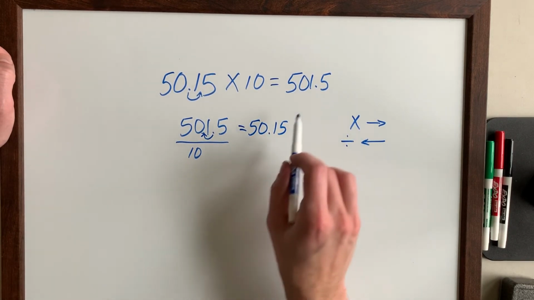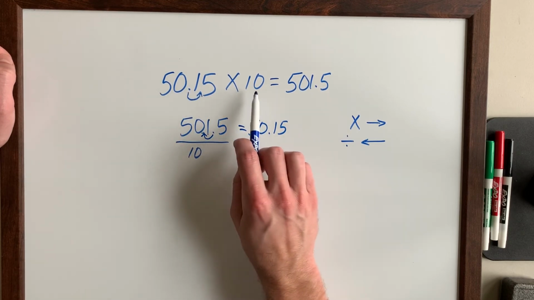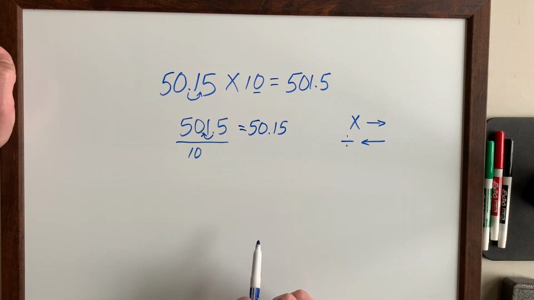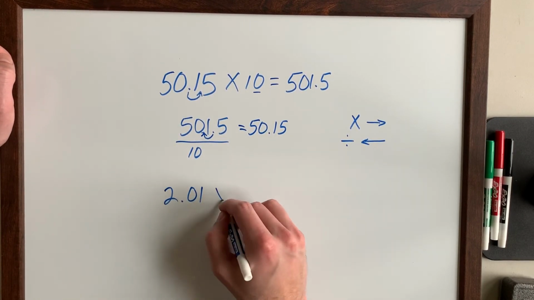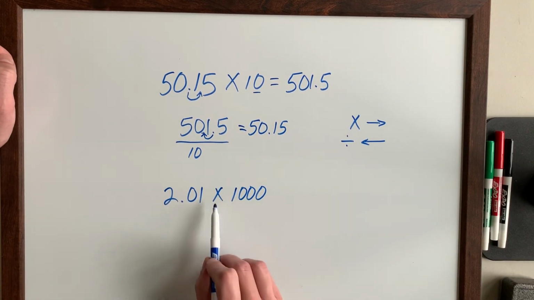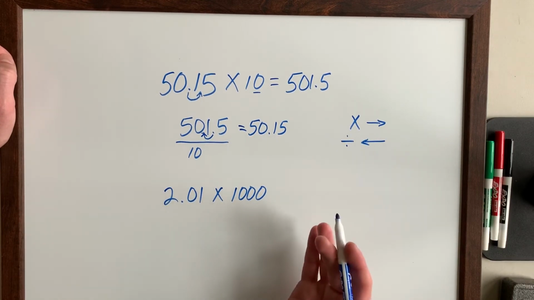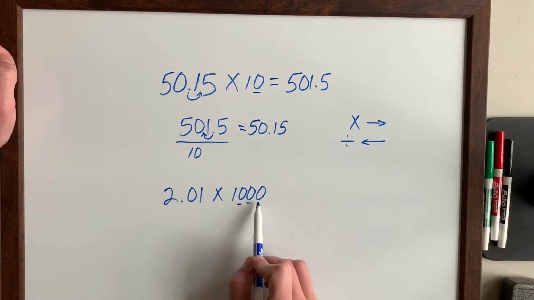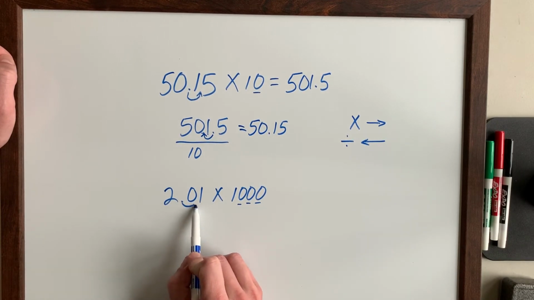What we're going to see as we do more examples is that the decimal gets moved depending on how many zeros there are in our power of 10. All right, what is 2.01 times 1,000? Well, we're multiplying, so we're going to move the decimal point to the right. But how many spaces? 1, 2, 3 zeros means 1, 2.